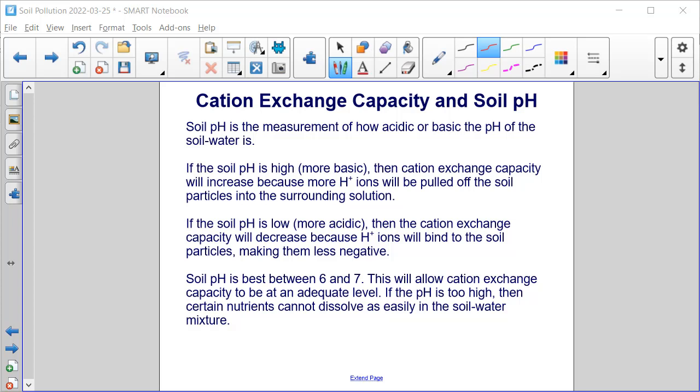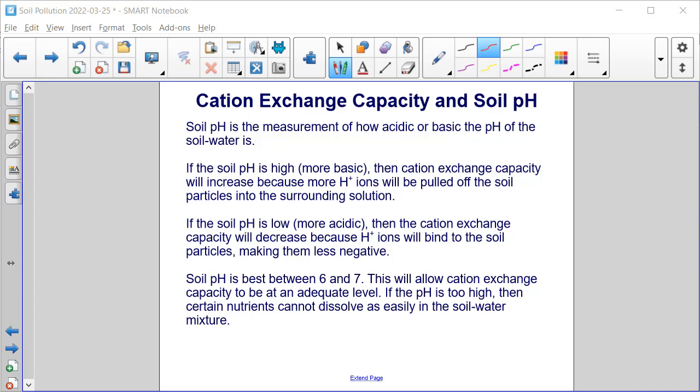Cation exchange capacity and soil pH. Soil pH is the measurement of how acidic or basic the soil water is. If the soil pH is high, or more basic, then cation exchange capacity will increase because more hydrogen ions will be pulled off the soil particles into the surrounding solution. If the soil pH is low, or more acidic, then the cation exchange capacity will decrease because hydrogen ions will bind to the soil particles, making them less negative.